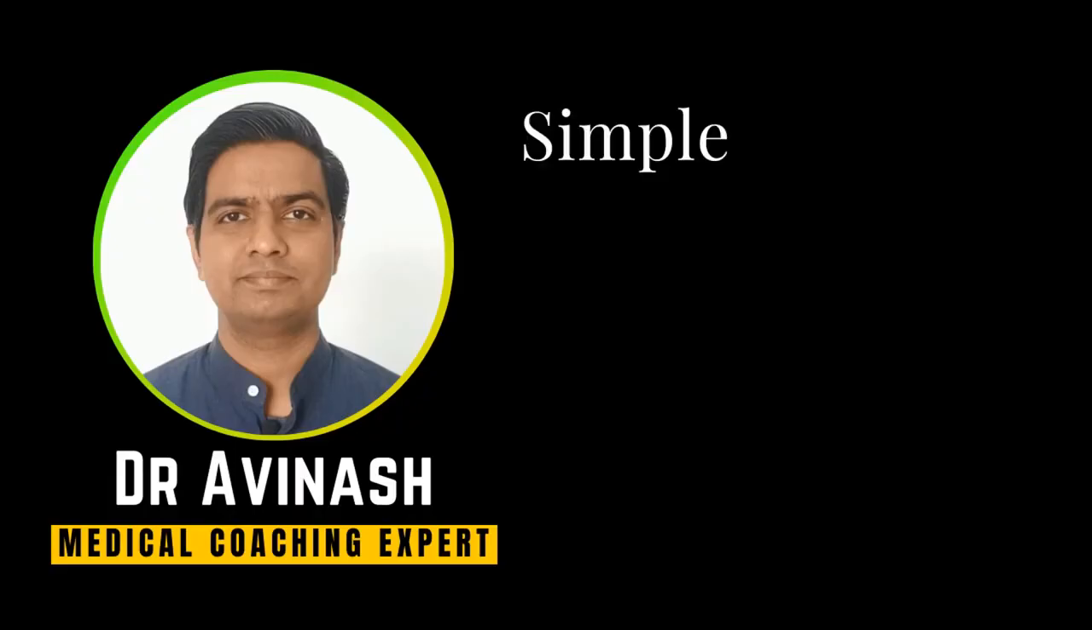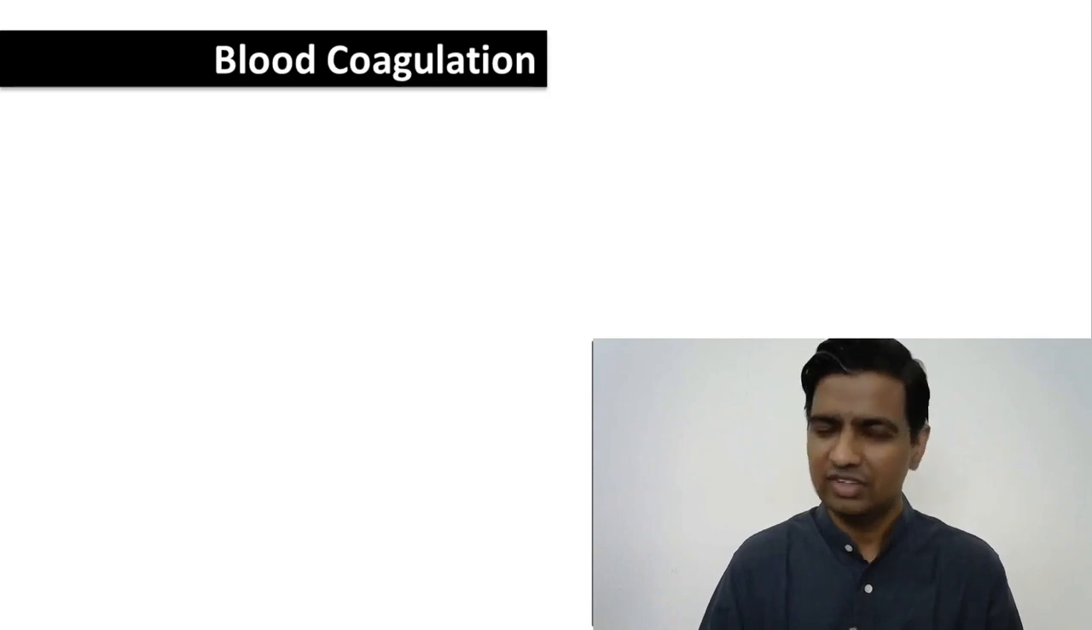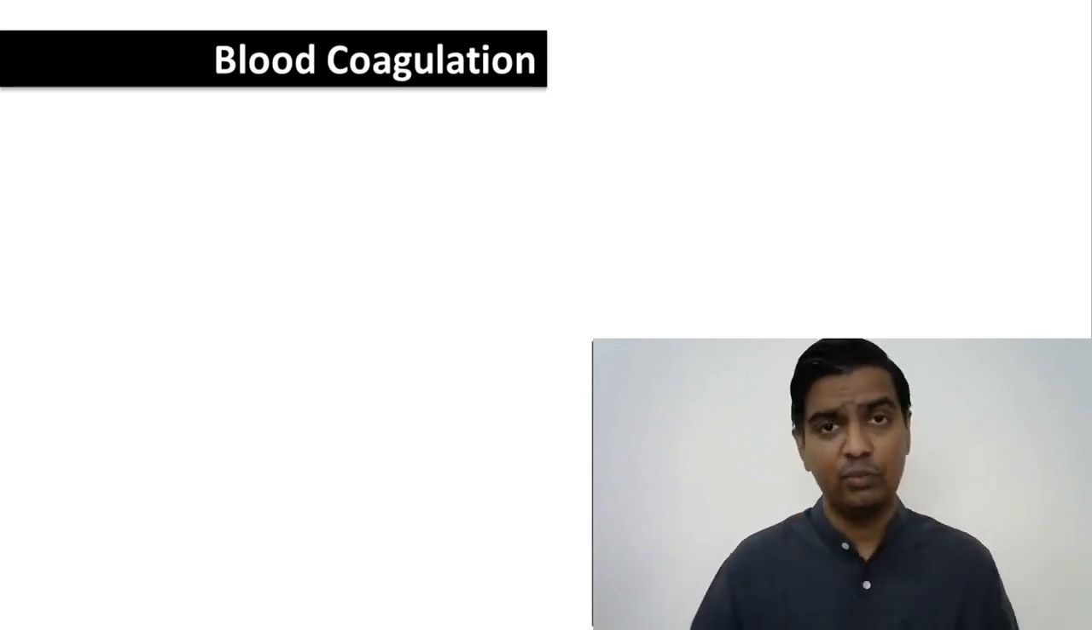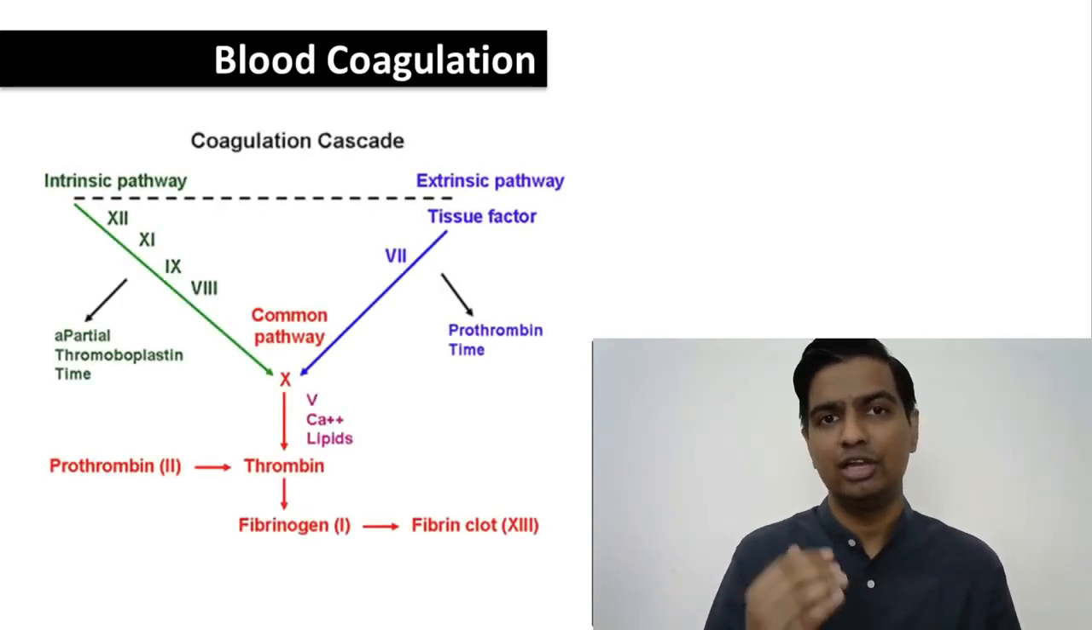So let's start with the first topic, drugs affecting hemostasis. This video, for the sake of convenience, will be divided into three distinct parts. This is part number one, where I am talking about drugs that act on the coagulation cascade.